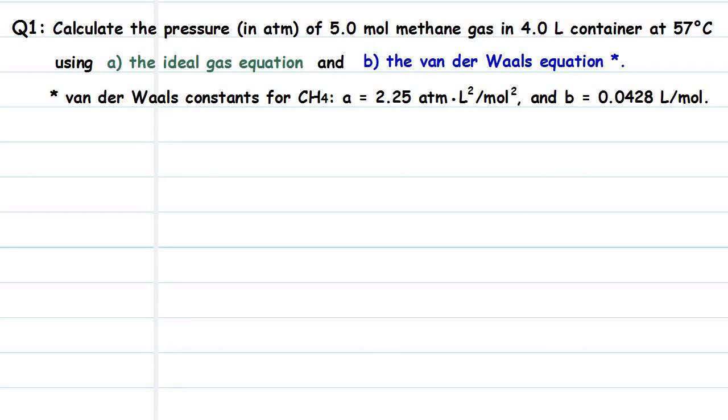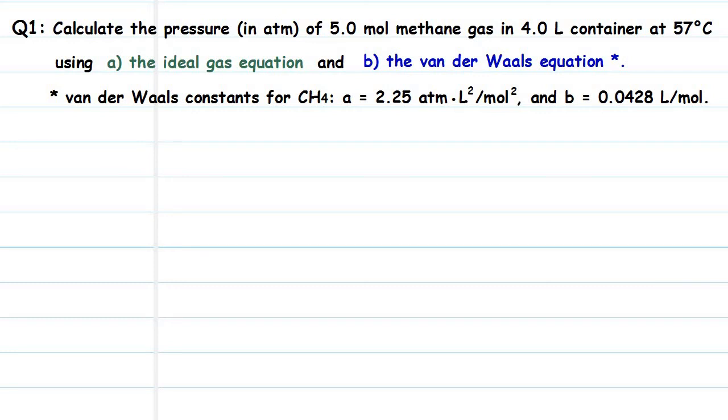For this one, calculate the pressure in atm of 5 mole of methane gas in a 4-liter container at 57 Celsius using A, the ideal gas equation, and B, the Van der Waals equation. And they give us the Van der Waals constants A and B for the methane gas. Let's start with part A, the ideal gas equation.